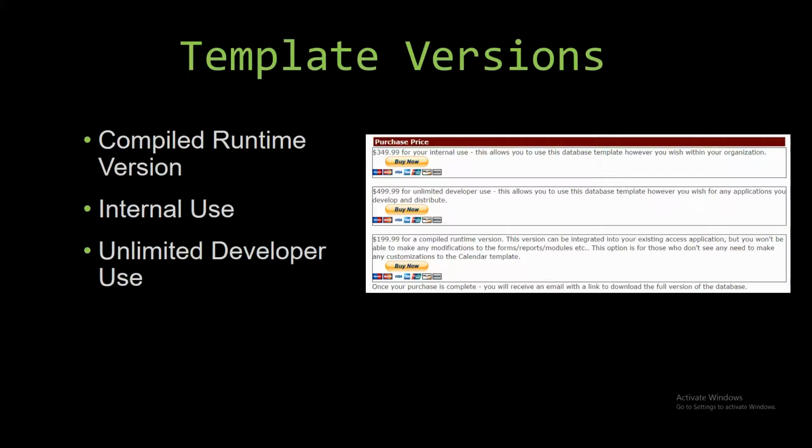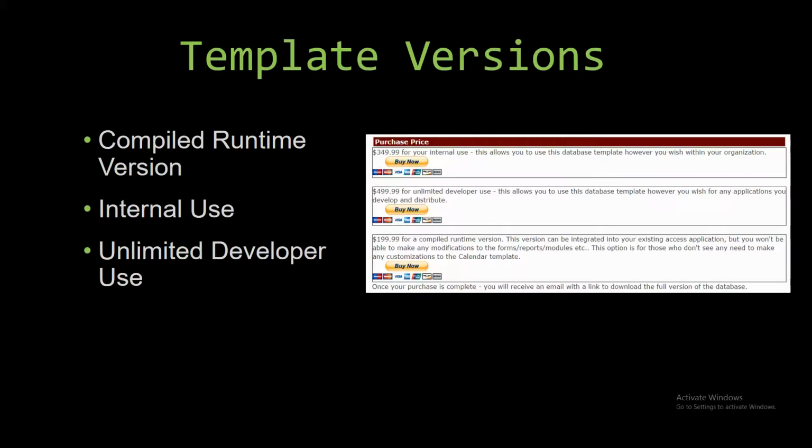With most of our templates that we offer, there are 3 different versions that you can purchase. A compiled runtime version, one for internal use, and one for unlimited developer use. The compiled runtime version is a run-as-is version without the paid full version of Microsoft Access, using the free Access runtime from Microsoft. It can be integrated into your existing Access application, but you will not be able to make any modifications to the forms, reports, modules, etc. This option is more for those of you who don't see any need to make any customizations to the template.